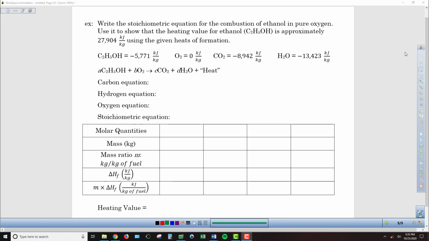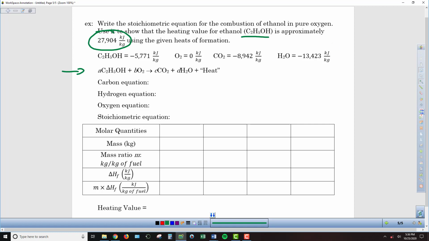So in our second example, we have a little bit more going on here since we are burning ethanol. So we've got that here. And again, from experimentation and previous knowledge, the heating value of ethanol as a fuel is about 27,900 kilojoules per kilogram. So we're going to try to confirm that here. So we've got to balance our stoichiometric equation here. So I'm going to set up my system of equations.